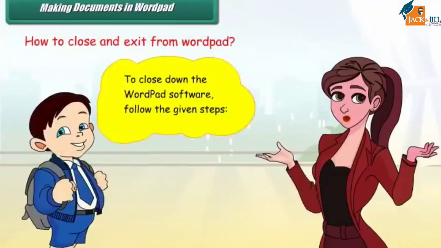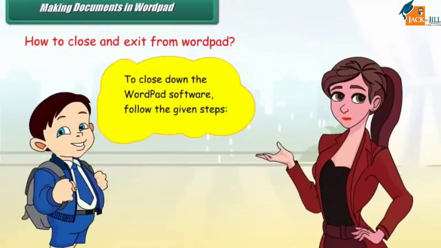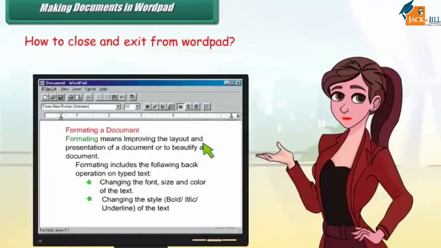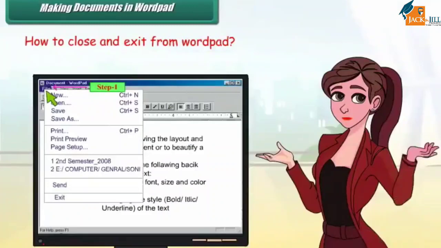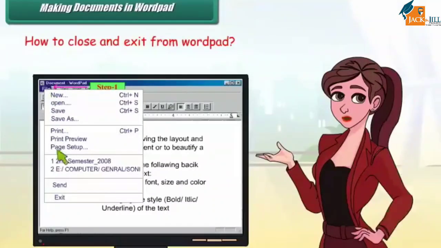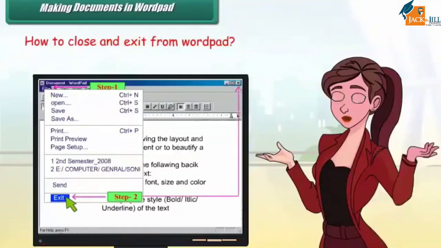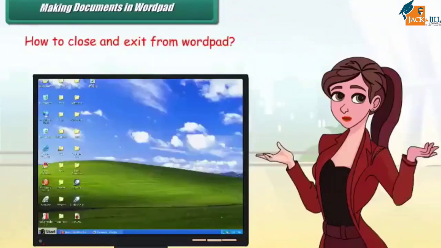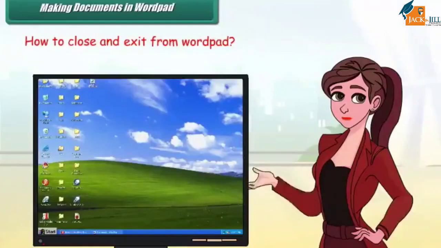How to close and exit from WordPad. To close down the WordPad software, follow the given steps. Step 1. Click on the File option on the menu bar. Step 2. Click on the Exit option in the File menu or click on the Cross button.